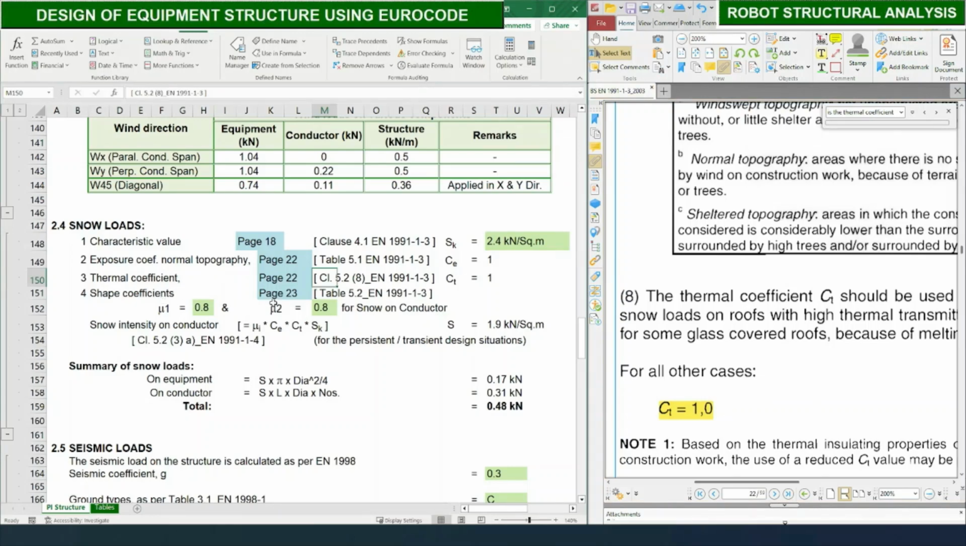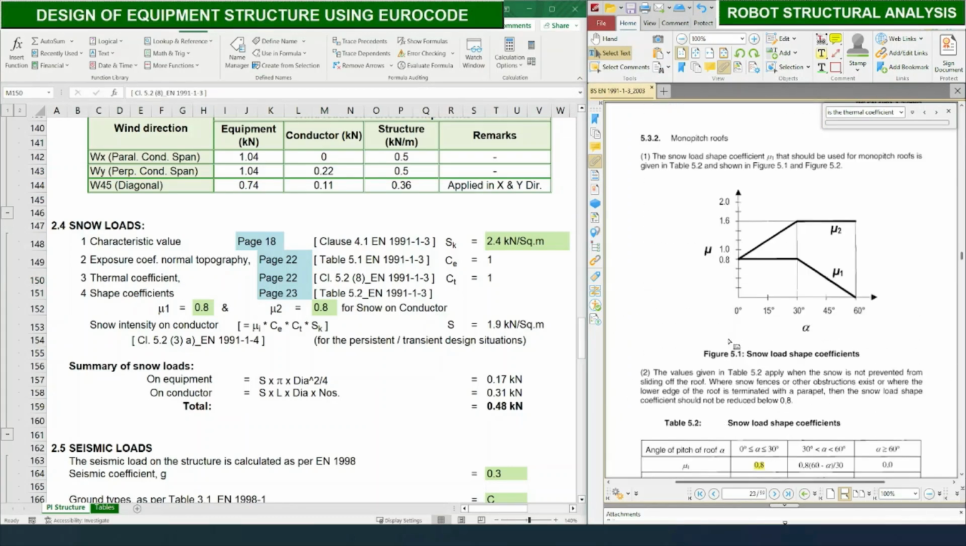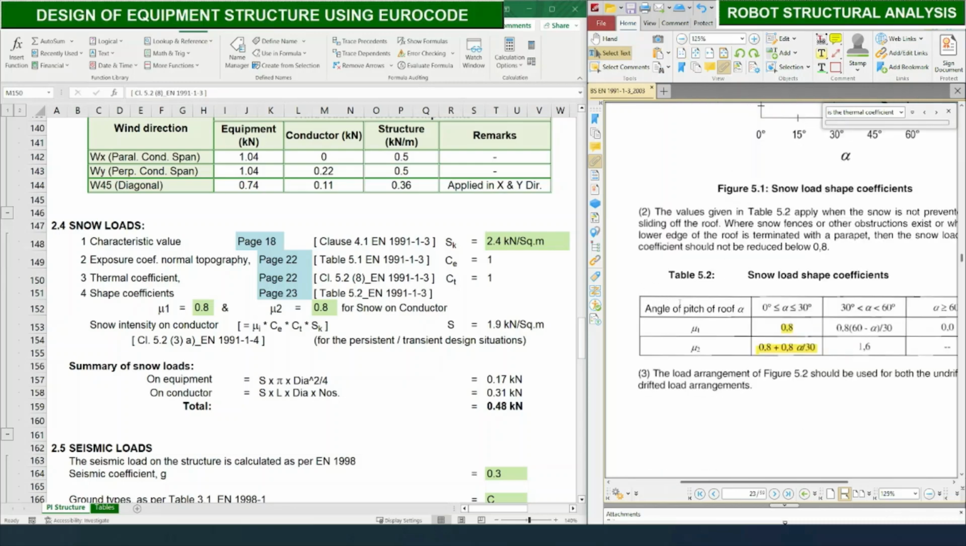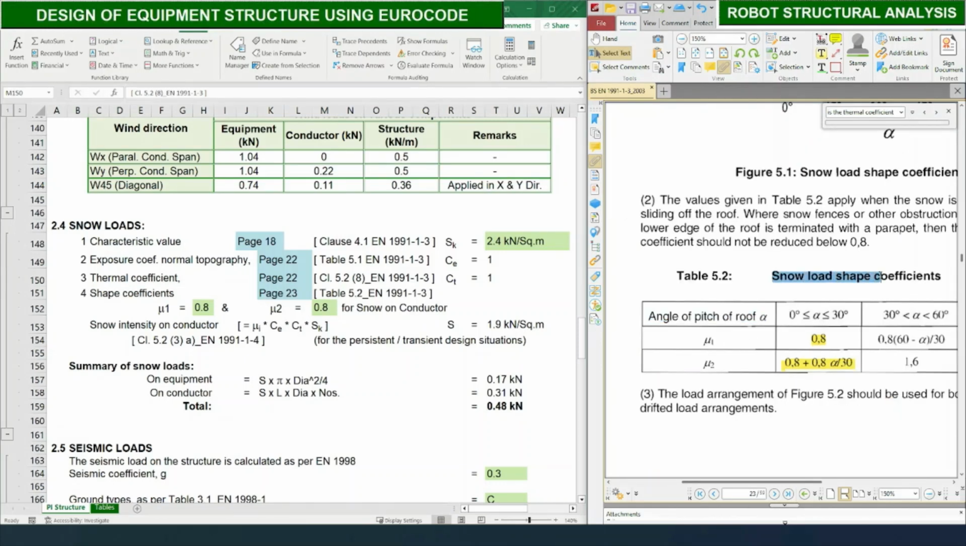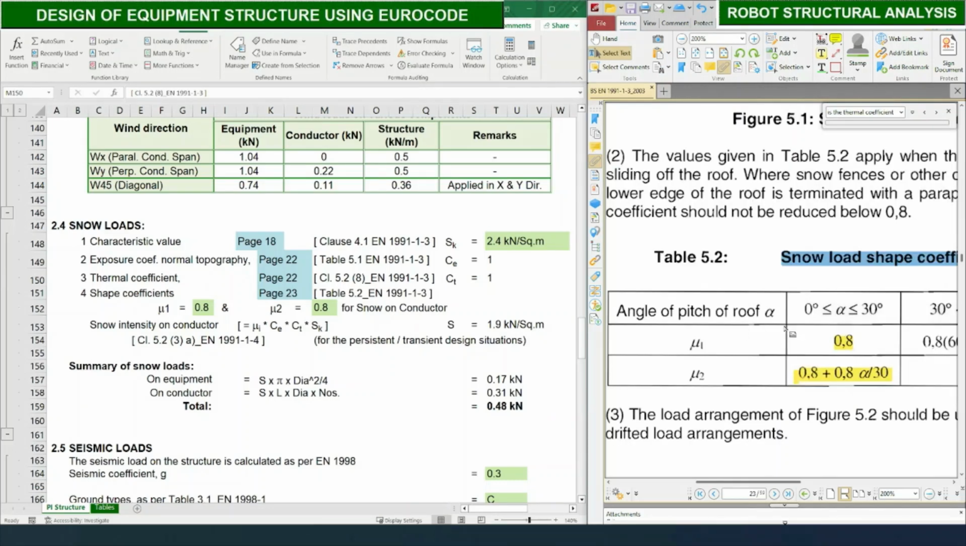Next one is the shape coefficient. We need to find it from table 5.2, for which page number 23 is to be referred. Here in the right-hand side PDF, you can see table 5.2, which shows the angle of pitch of roof. The snow load shape coefficient depends upon the angle of slope with respect to the horizontal. In our case, the entire conductor is linear to the horizontal, that means we can consider 0 degree. There may be some minor deviations, but we can consider 0 degree.